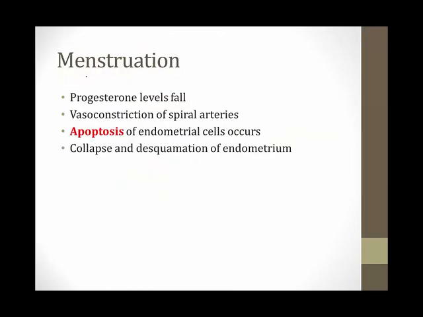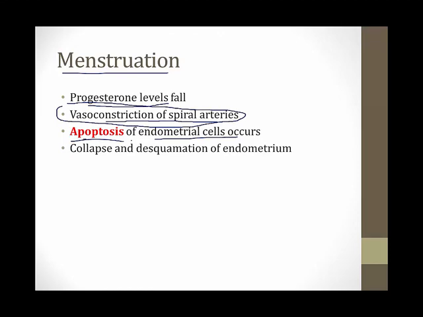If implantation does not occur, the woman will menstruate. This happens when progesterone levels fall. There's vasoconstriction of the spiral arteries, and then there is apoptosis of endometrial cells. It used to be believed that vasoconstriction and ischemia drove menstruation. It's now believed that apoptosis is actually the cause. But through whatever mechanism, there is collapse and desquamation of the endometrium, and this leads to menstruation.